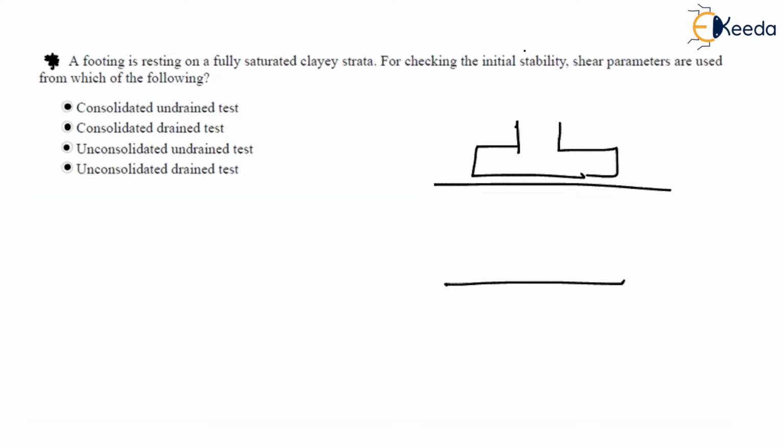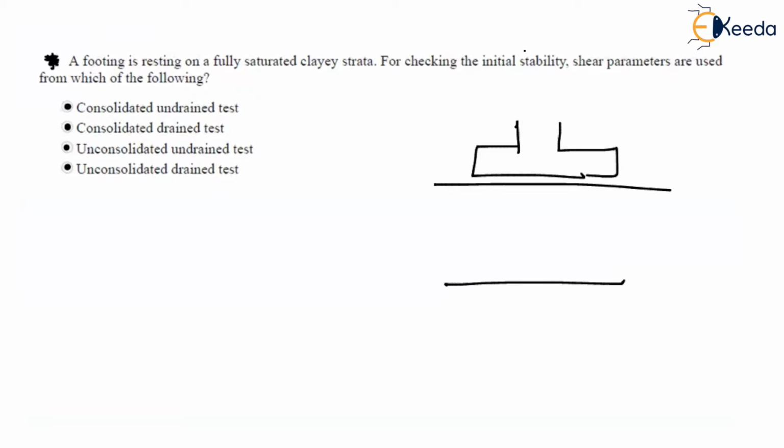So what happens in the initial stage? The developed pore pressures in soil due to the application of external load do not get enough time to dissipate. That means immediately after construction of the footing, the pore water pressure will not dissipate. It will take some time for the consolidation. So in the initial stability, even if you are constructing the footing, the pore water pressures will not dissipate.